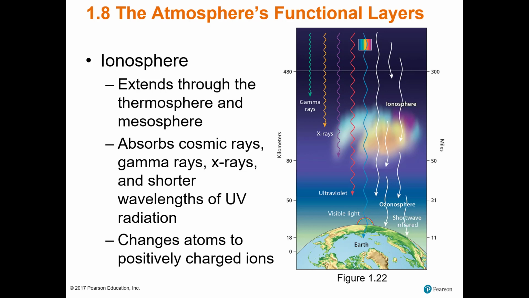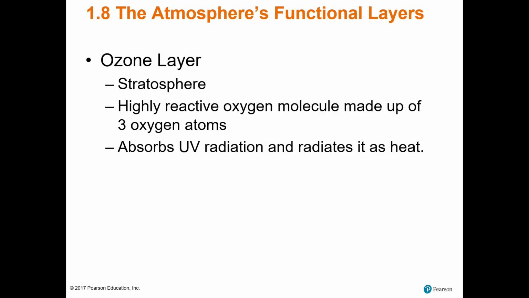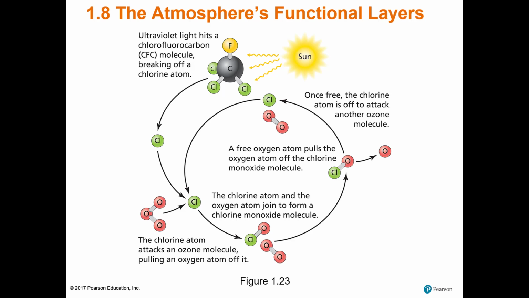Now, some UV light does get through that ozone layer, but most of the UV light that is emitted from the sun is blocked by the ozone. So the ozone layer is in the stratosphere, and it's made of highly reactive oxygen molecules that are made up of 3 oxygen atoms. They absorb UV radiation and radiate it as heat.